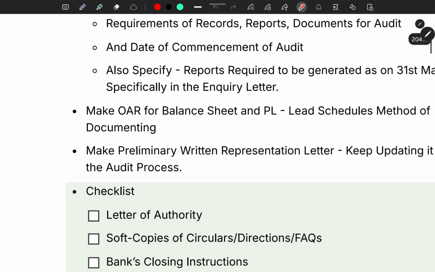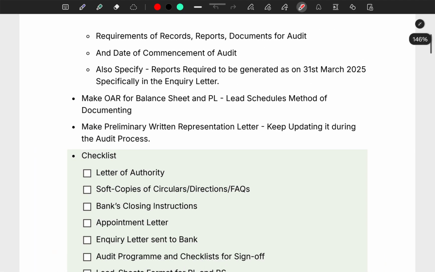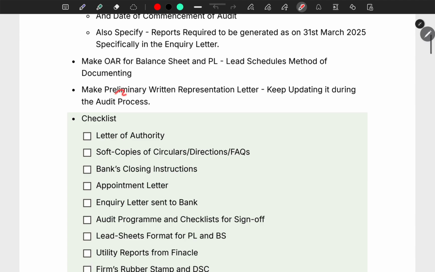You should create an OAR with your lead variances and lead schedules, so you can understand the movement between different accounts and how it compares to the previous year in the case of the profit and loss. And what you should ideally do is have a preliminary written representation letter. You should keep it handy.